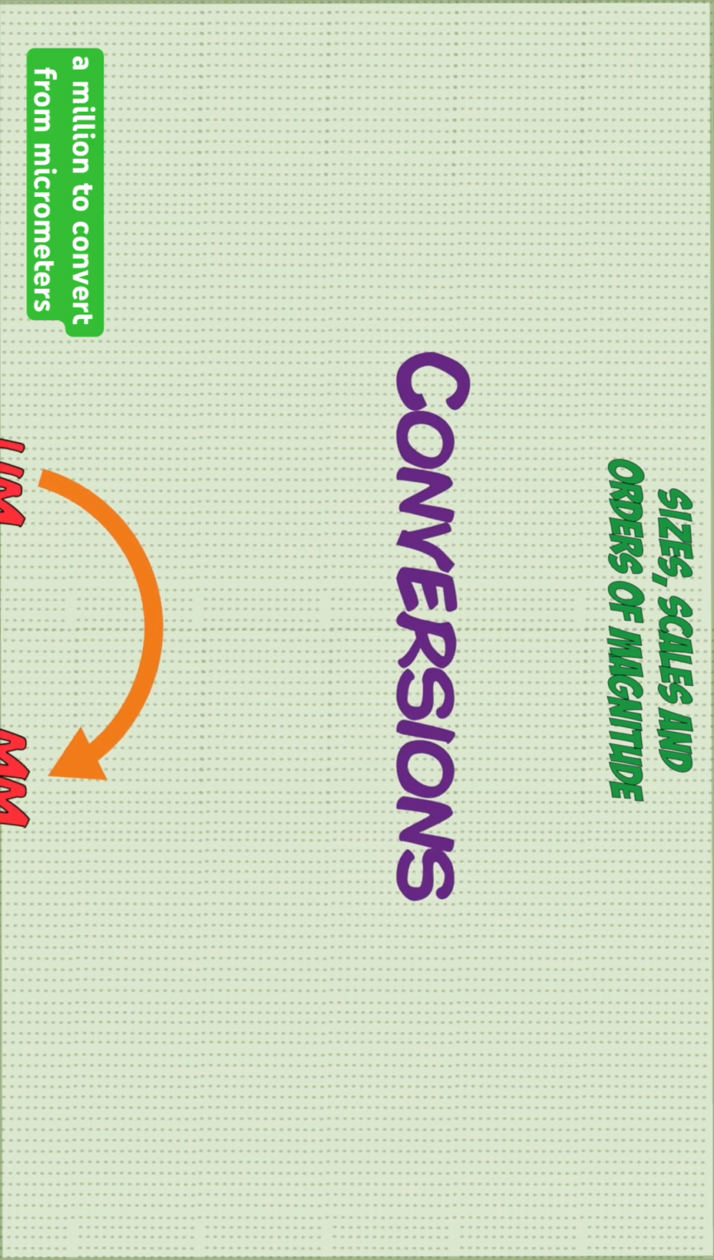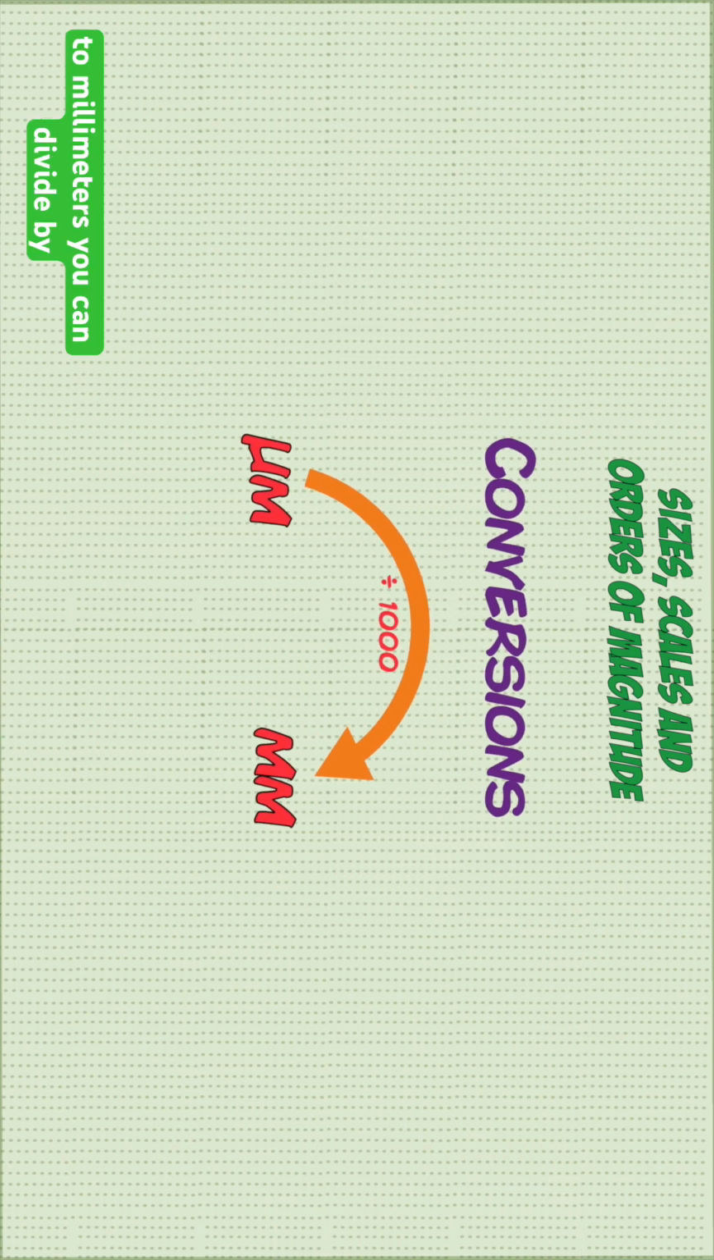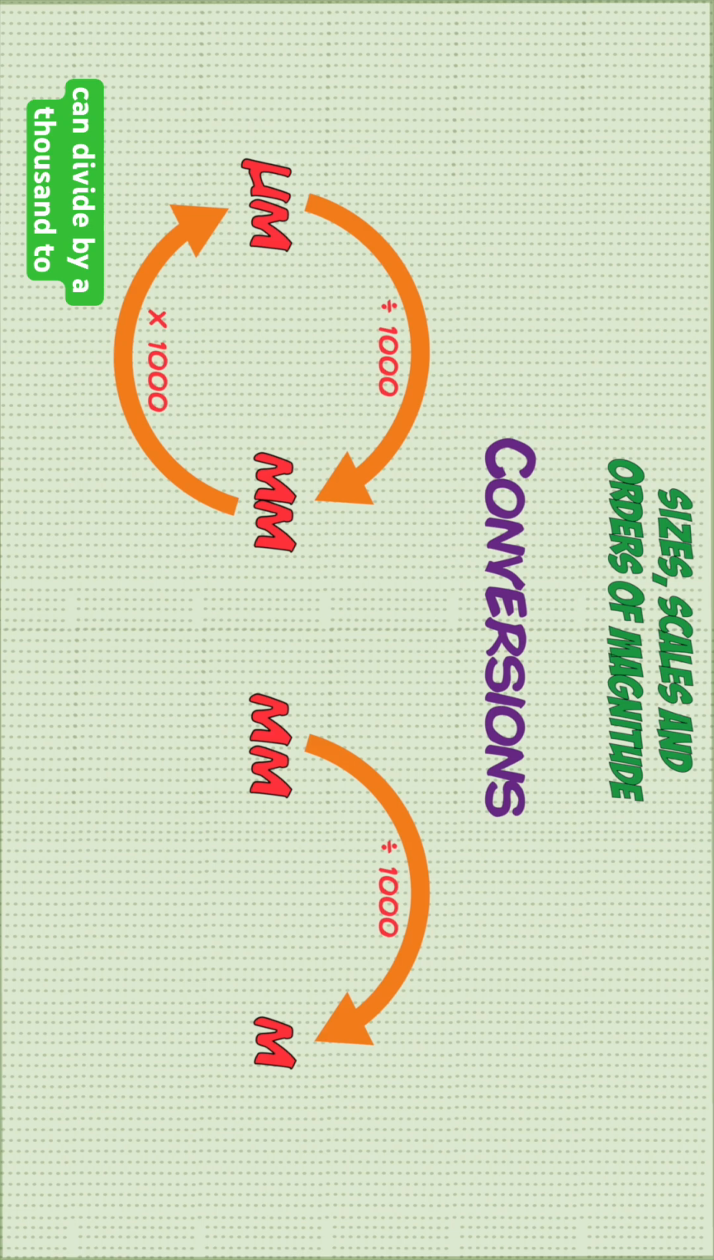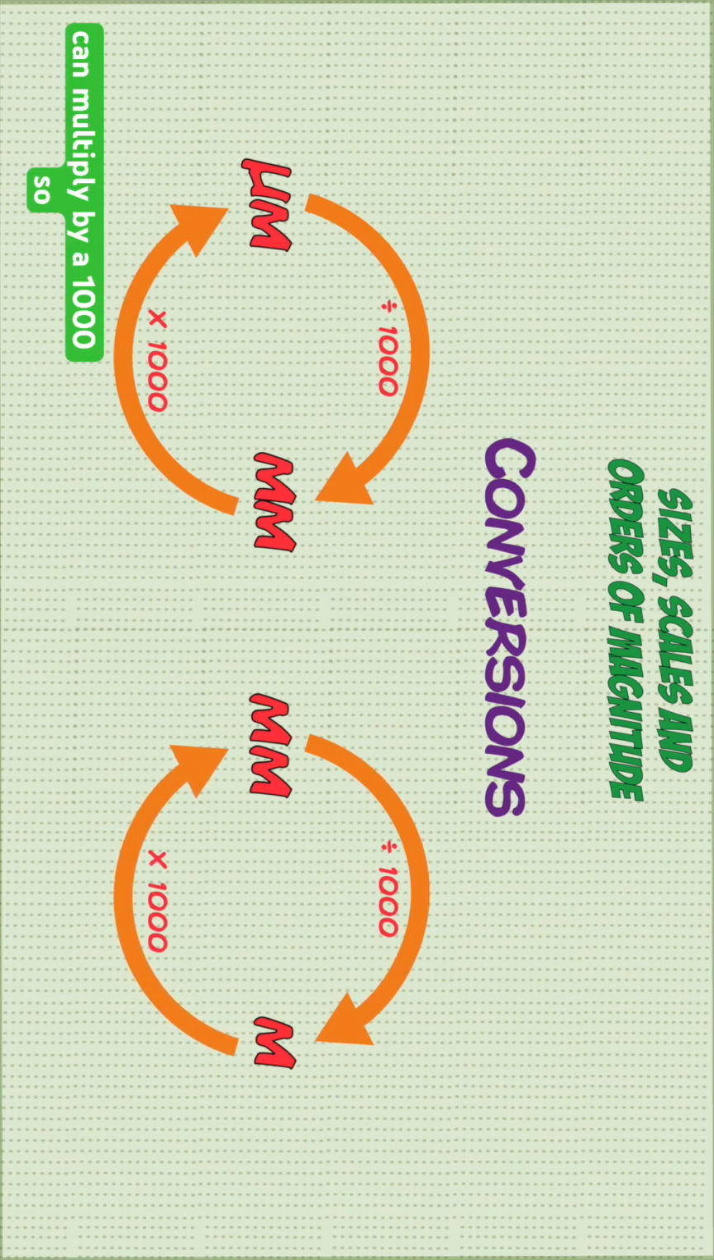To convert from micrometers to millimeters, you can divide by 1,000, and to go the other way around, you can just multiply by 1,000. This is the same for millimeters to meters. You can divide by 1,000 to get to meters, and to get from meters back to millimeters, you can multiply by 1,000. So let's try using this in an example.